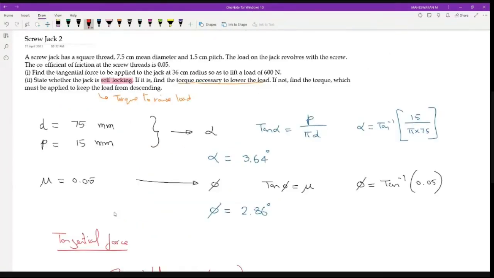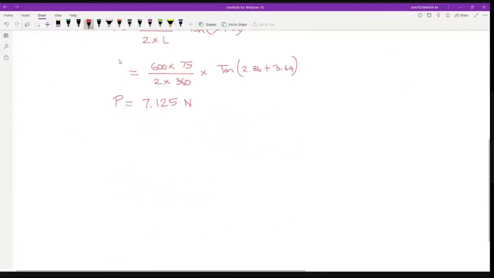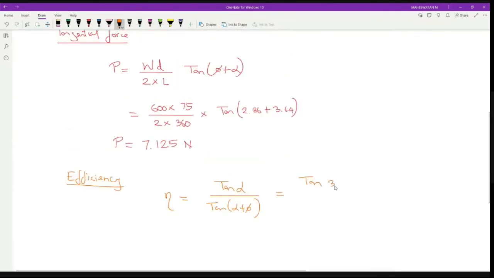To identify self-locking, what do I have to identify? I have to identify the efficiency. So my aim is to find out the efficiency. Efficiency is equal to tan alpha divided by tan of alpha plus phi. This is equal to tan 3.64 divided by tan of 3.64 plus 2.86.